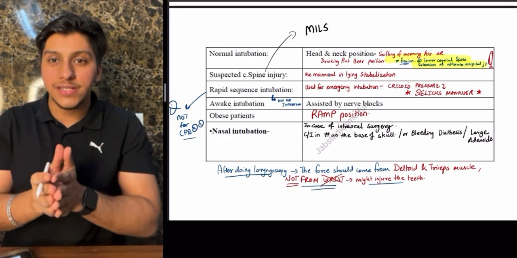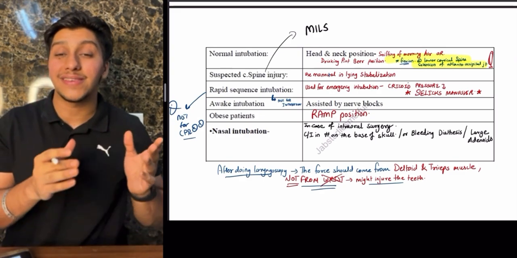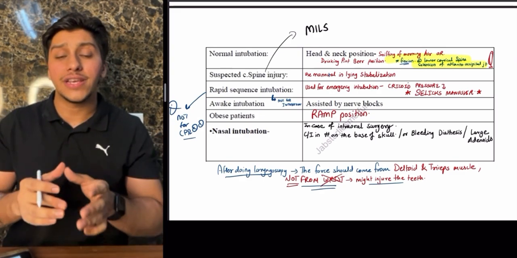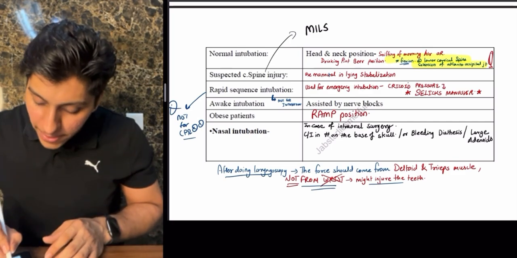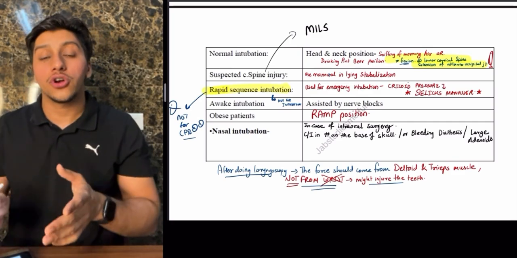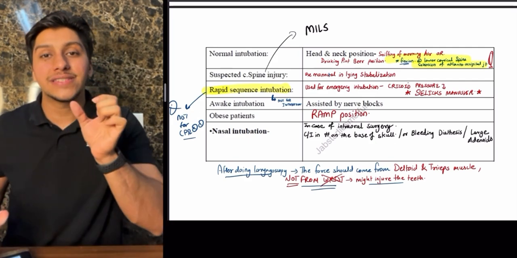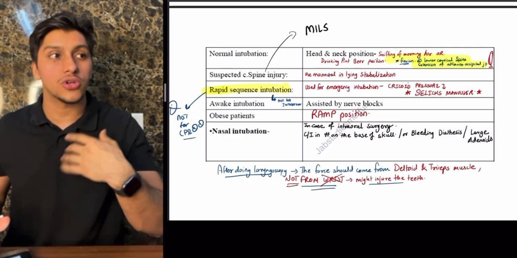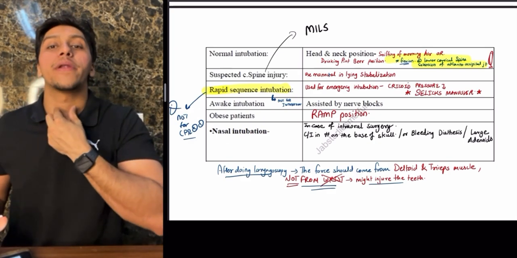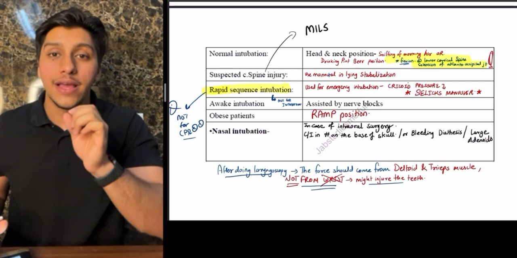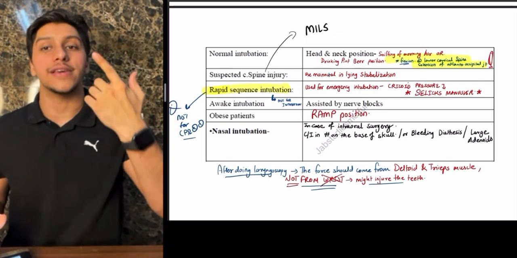Now, in case of emergency, as I already told you, the muscle relaxant of choice is going to be succinylcholine. But if succinylcholine is contraindicated, you're going to give rocuronium. This is known as rapid sequence intubation. I'll talk about the difference between a normal intubation and rapid sequence intubation later on. But in rapid sequence intubation, because you don't have much time and you want to prevent the risk of aspiration, you're going to apply cricoid pressure, which is known as the Sellick maneuver, so that you prevent aspiration through the esophagus.